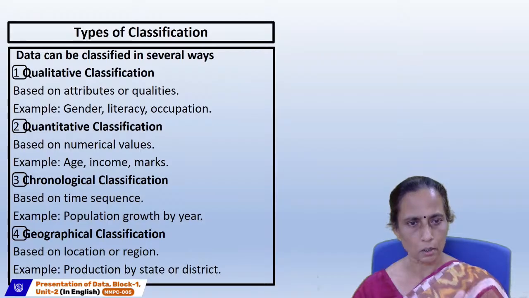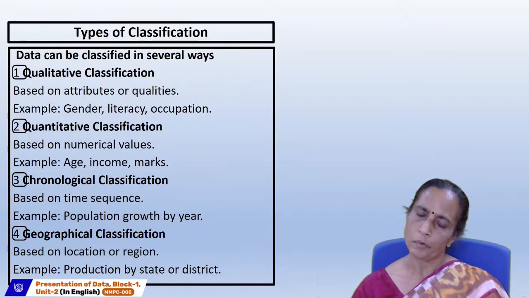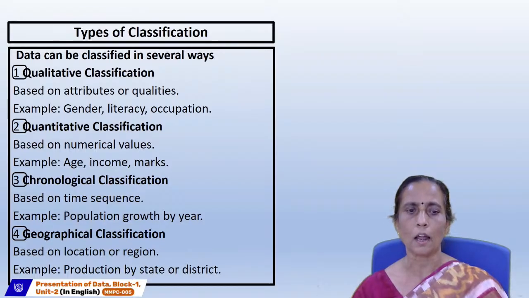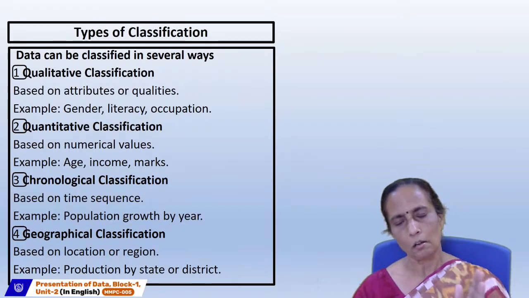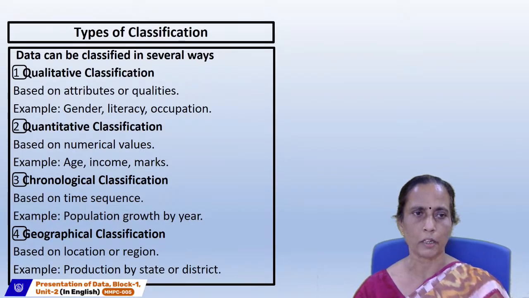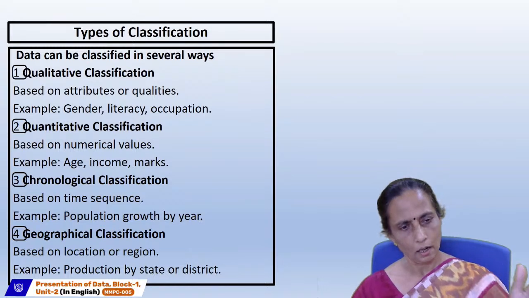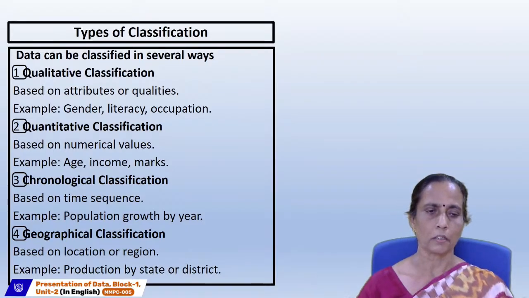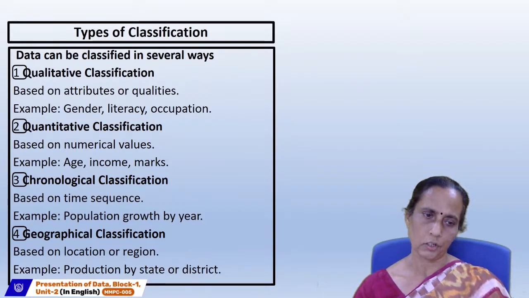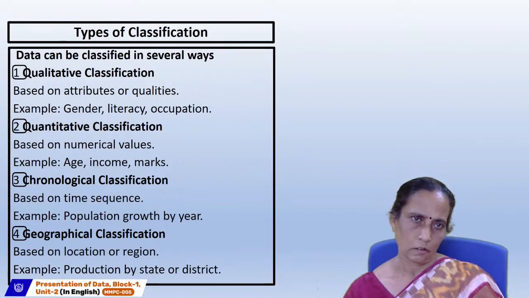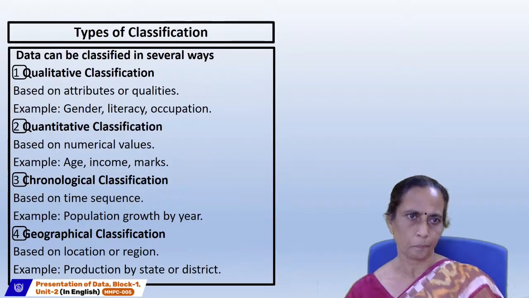And one more is chronological classification, based on the time of occurrence or the sequence of time according to which things are happening. An example is the census or population growth by year, which we study in a decade. And geographical classification is based on location or region. That means production by state or district.